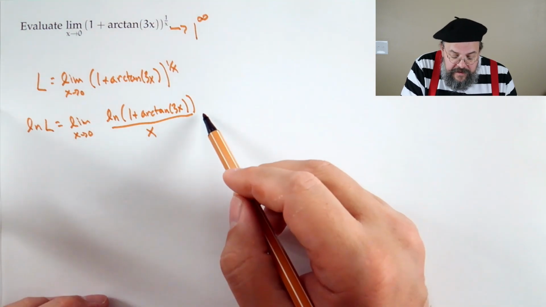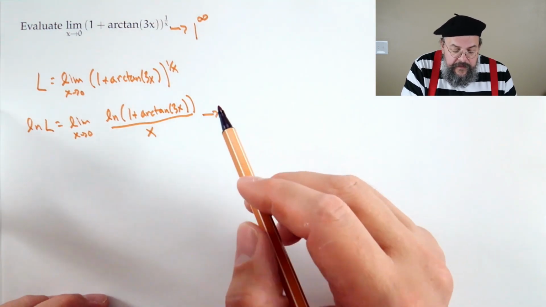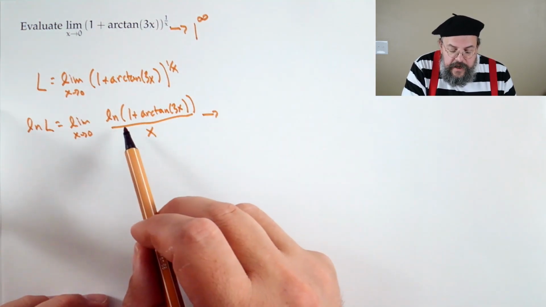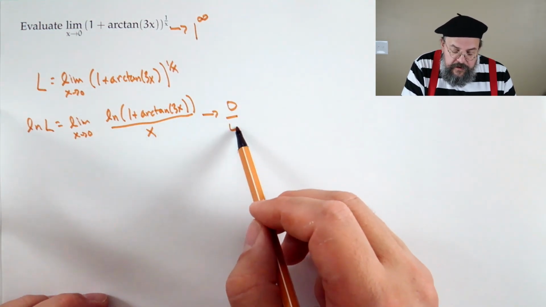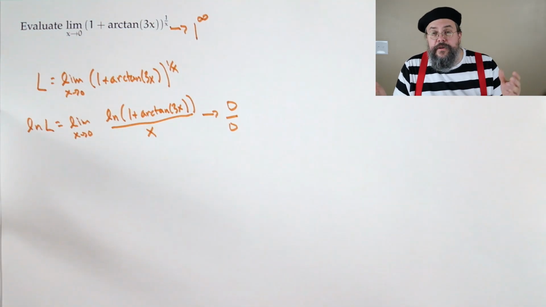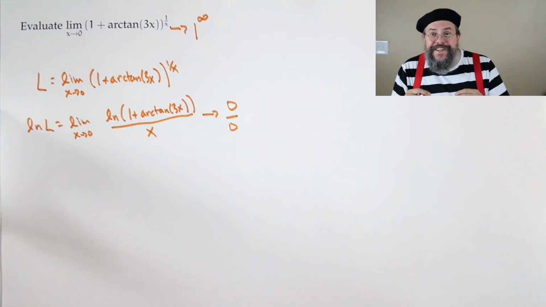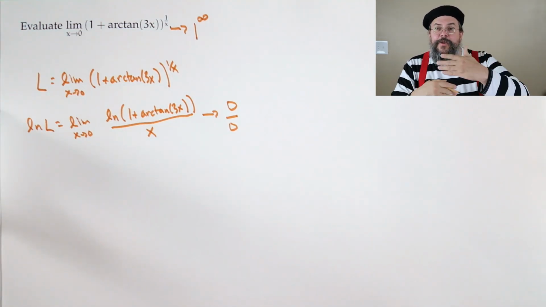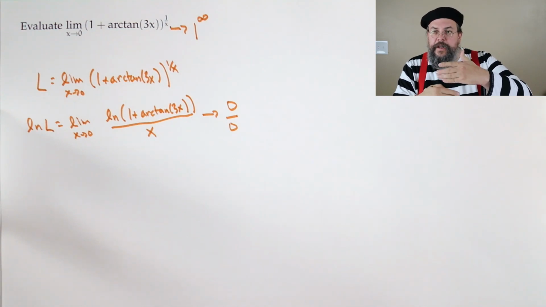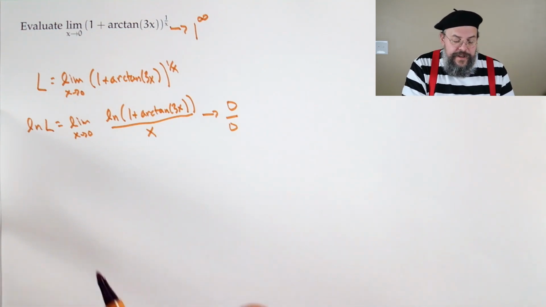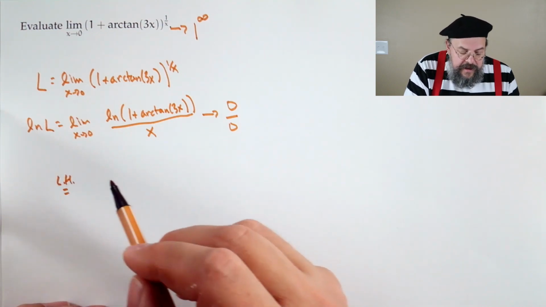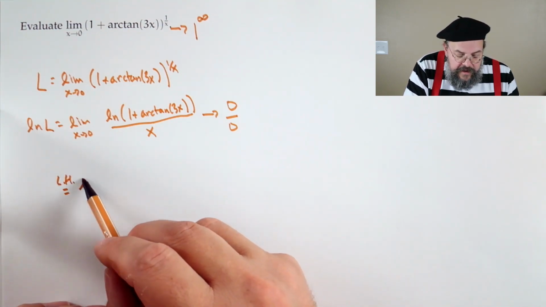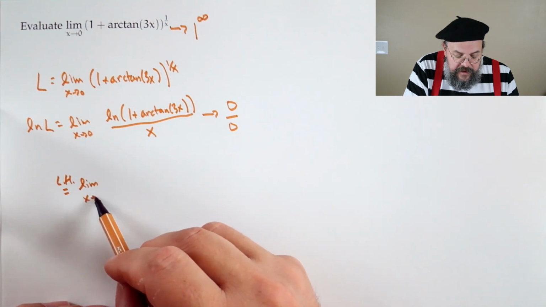Now, what happens to this? Well, what does it go to? The upstairs goes to log of 1, which is 0. The downstairs goes to 0, right? Because x is going to 0. All right, so this is the right form. Two functions in a fraction going to 0 over 0. So we apply L'Hopital, and what does that say? That's the limit as x goes to 0.